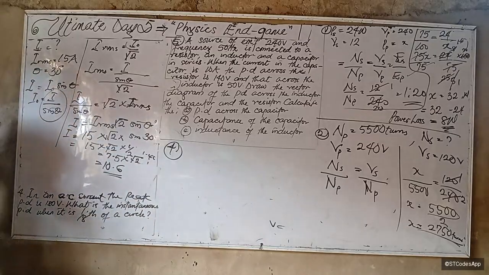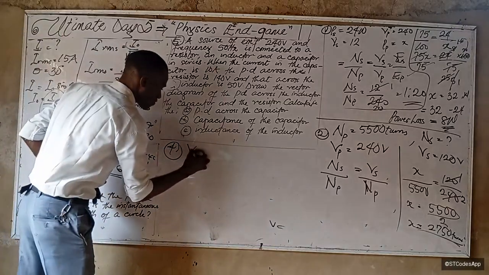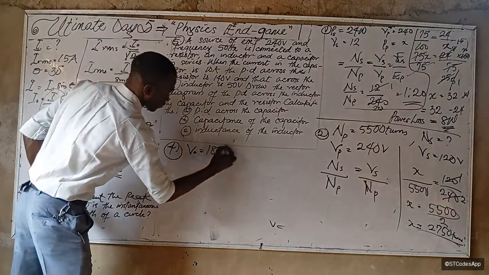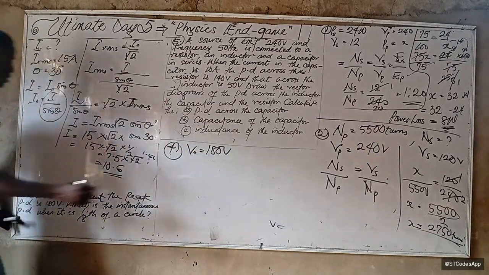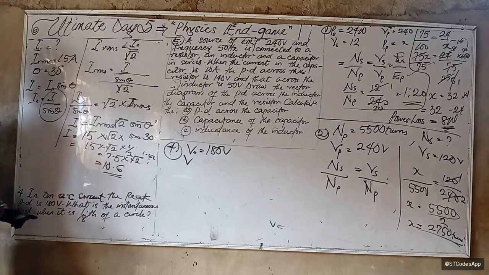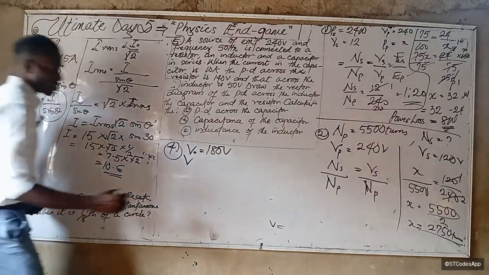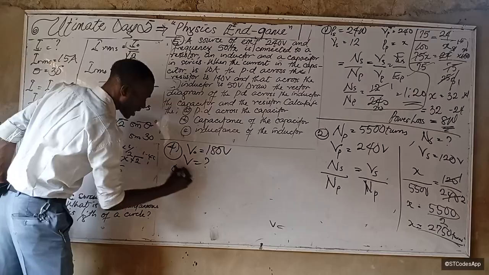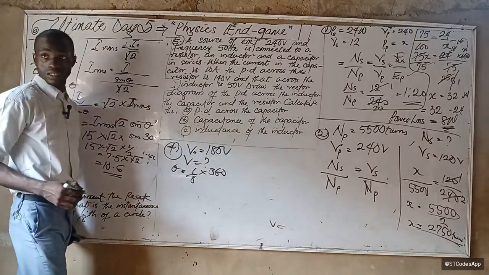In an AC circuit, the peak potential difference, so peak voltage, is 180 volts. What is the instantaneous PD? What is V sub T, or V, when it is 1/8 of a cycle? So what is V when it is 1/8 of a cycle? When is 1/8 of a cycle? 1/8 times 360, isn't it?